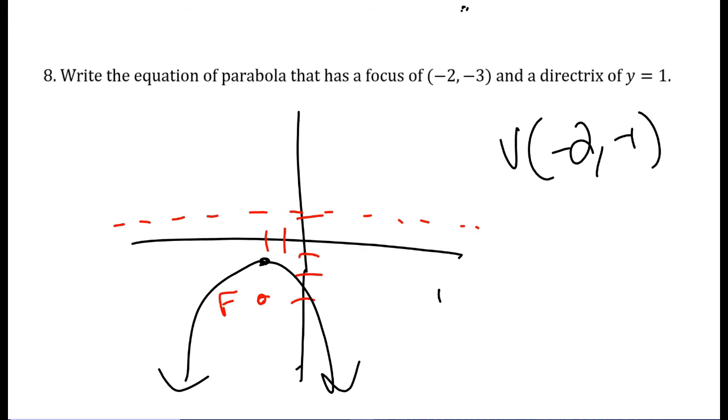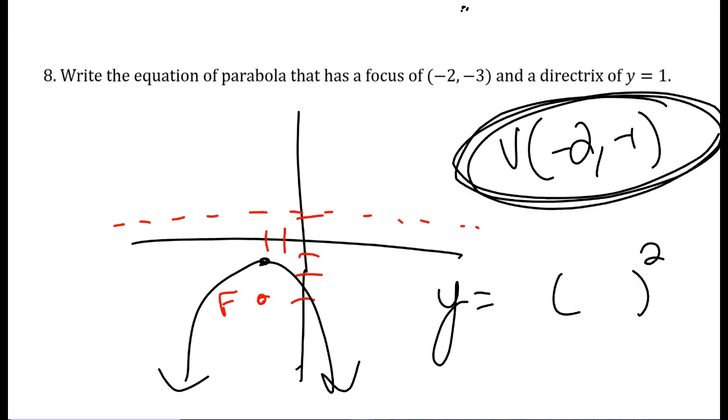Okay, so now I have to write the equation: y equals something squared. It's a parabola. Well, to get to this point here, we care about the vertex. I have to go left 2, so x plus 2, it's the opposite of the x value. The y value is the same.